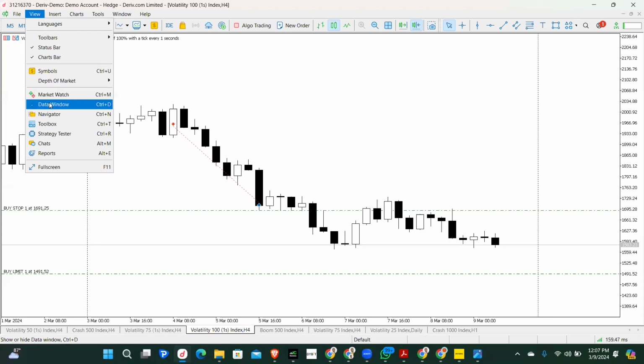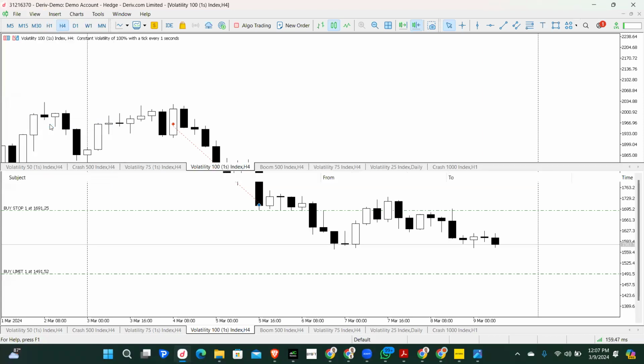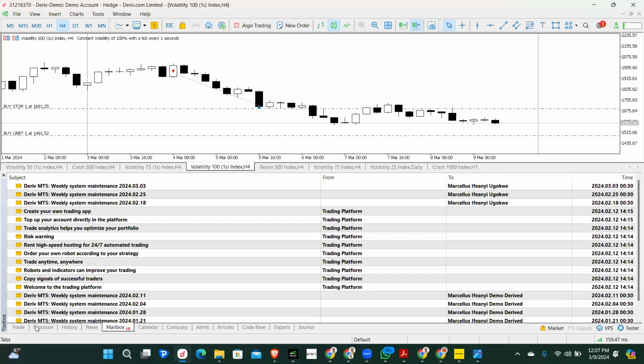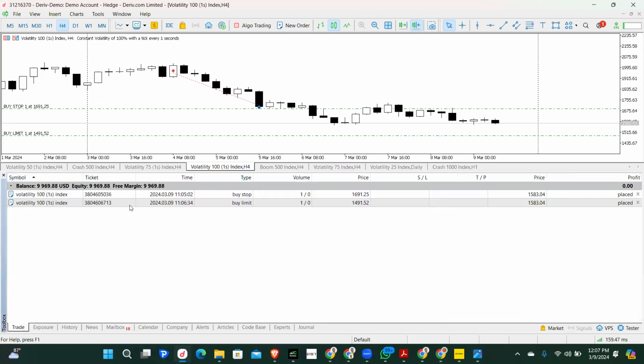So I want to quickly close this trade. It's not a good trade. I did not do analysis on it, so let me close it, guys.